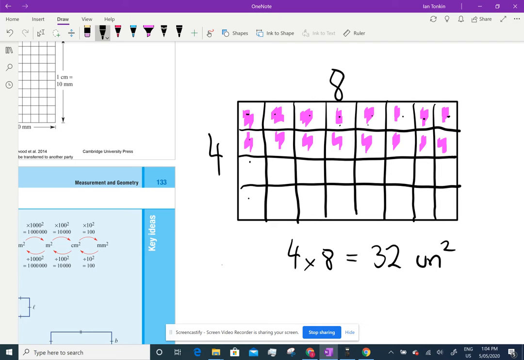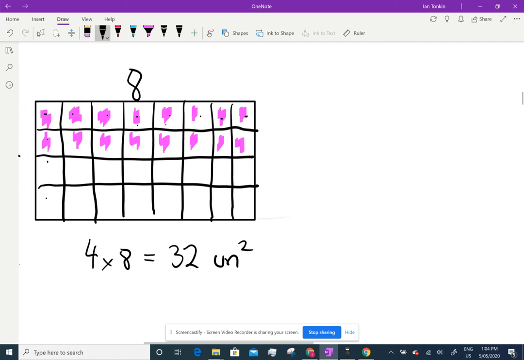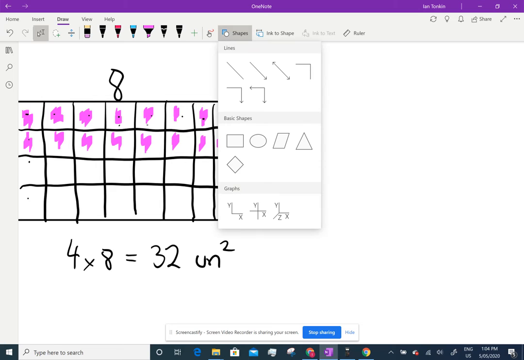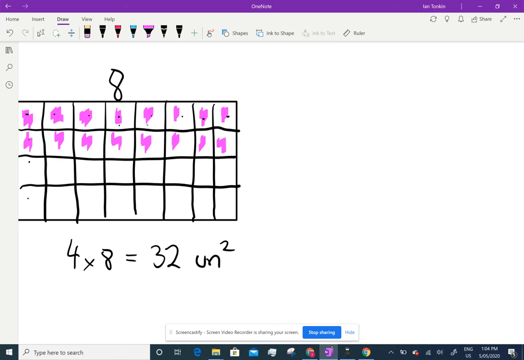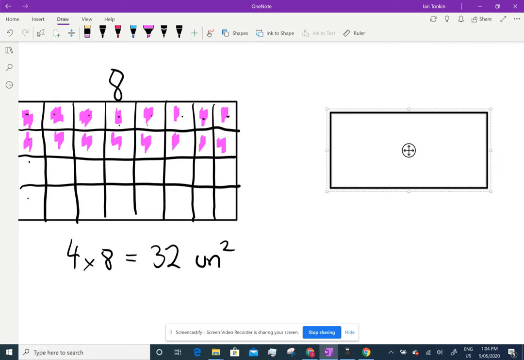Yes, I could. So if I have any rectangle, and I'm going to write the units that I want on them, and I'm going to have my height and my base, well, the area just equals B times H. And I don't have to put the times in there.